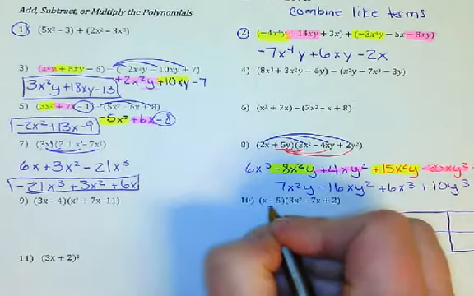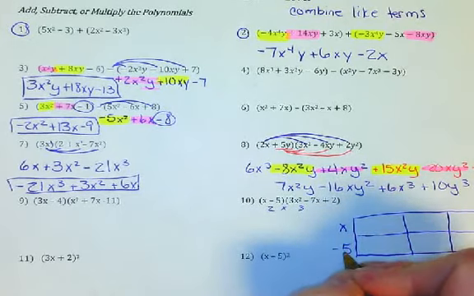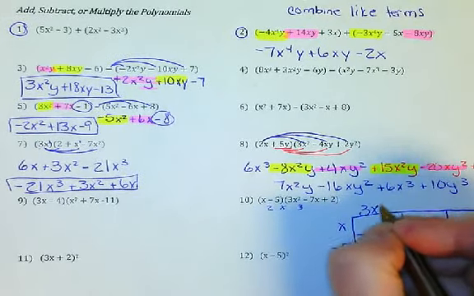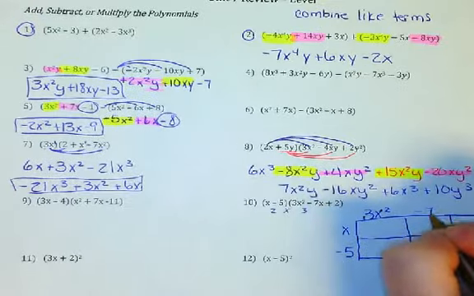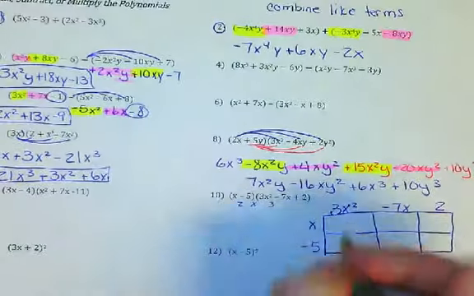It's going to be a 2 by 3, 2 by 3. So x would go here, negative 5 would go here. This is where your 3x squared would be, your negative 7x, and your 2. And then I'm just going to do it almost like a Punnett square where you start multiplying all the boxes.